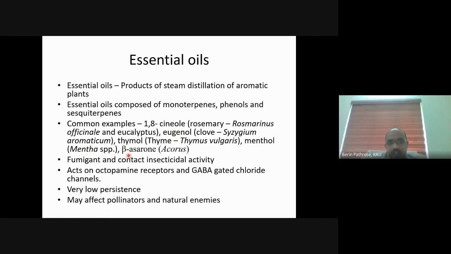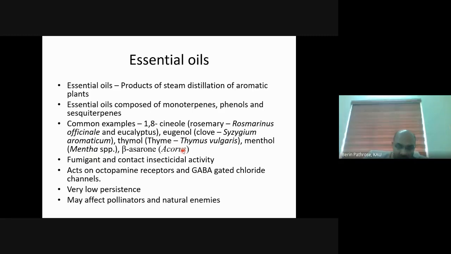So we have numerous essential oil yielding plants. I have given only a limited list. If you see the literature, we have a huge number of plants yielding essential oils, and all these plants contain several pesticidal molecules. Most of them are monoterpenes, and examples of monoterpenes include 1,8-cineol, eugenol, thymol, menthol, beta-asarone, etc.